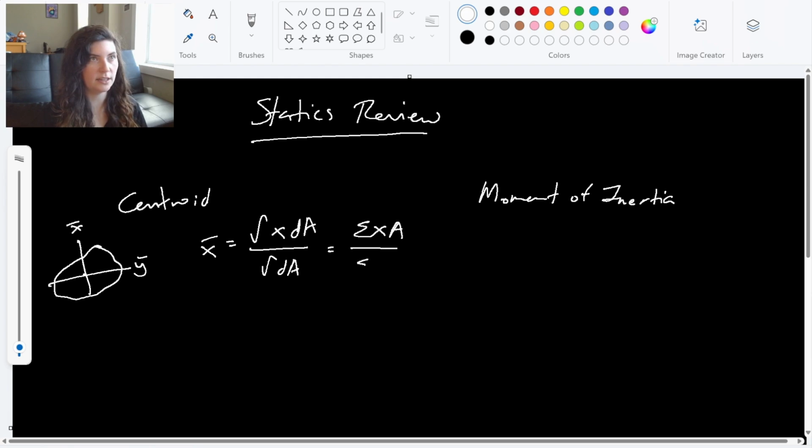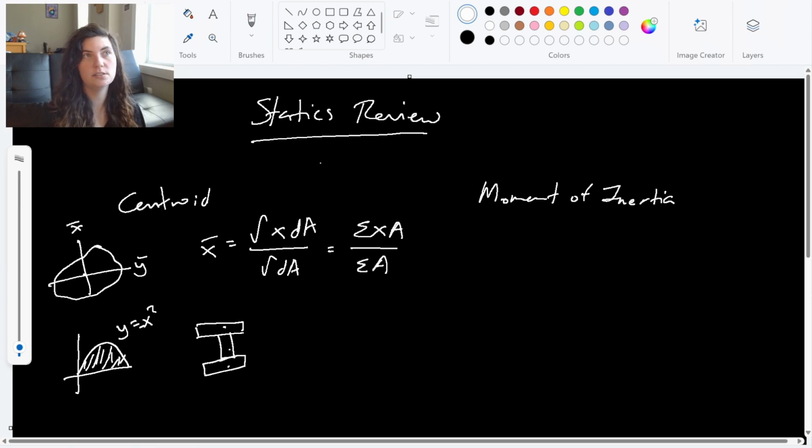Right, summation of X times A over the summation of all the different areas. So use the integrals if you're given like an equation, maybe you have some graph of, I don't know, y equals negative x squared, something like that, and you want to find the centroid for this shape, you would use an integral. Whereas if you were given something like an I-beam that's made of all of these different shapes, you would just find the centroid of each portion, find the area of each portion, and then add those together and divide by the sum of the areas.